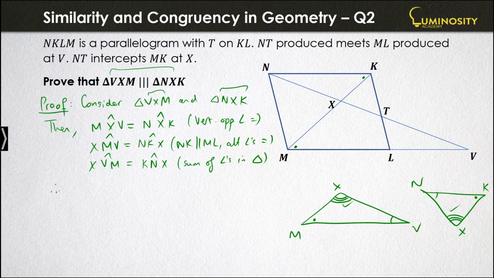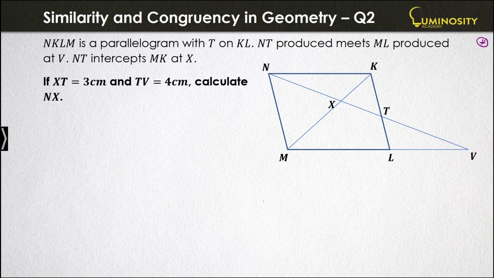Okay, so therefore what I've shown is that this angle V here is equal to this angle N here. So I can start off with triangle V and triangle N. Then I've shown that this angle X here is equal to that angle X there. So I can put those next in order. And then angle M is equal to angle K. Okay, and therefore that is by angle, angle, angle. Okay, so we've shown that those two triangles are indeed similar.